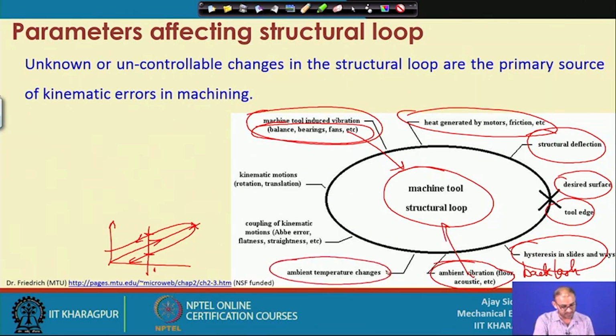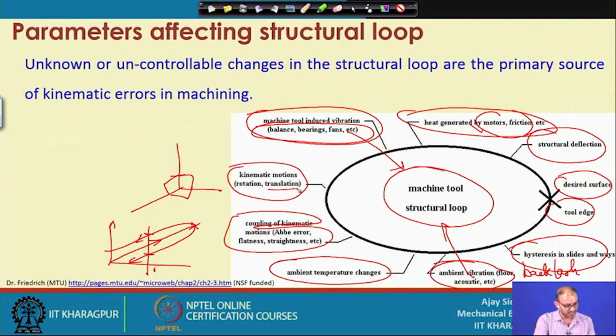Temperature change, ambient temperature: even if you control friction, heat and motor vibration, if you have ambient temperature change, that means variation in the climate where the machine is installed, then again the structure loop will be affected. Coupling, kinematic motion, Abbe error, flatness and straightness error: the axes should be perpendicular to each other, and if not, you end up with some type of structural loop deformation. We have translation in the x, y, z directions and rotation around the z direction in a 3 axis machine, but if you rotate about the other 2 axes, you get more errors.